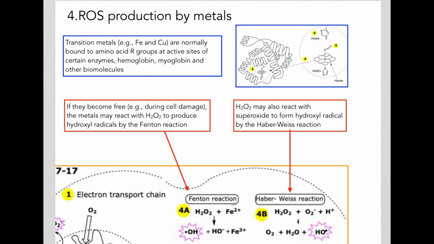For example, ferrous iron can react with hydrogen peroxide to produce the very dangerous hydroxyl radical, and this is called the Fenton reaction. As a side note, there is another reaction called the Haber-Weiss reaction. In this case, hydrogen peroxide reacts with superoxide, forming this very dangerous hydroxyl radical. This is one of the most dangerous radicals for cells, implicated in a lot of diseases.